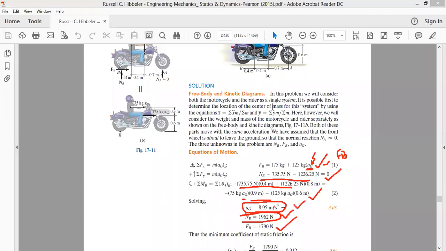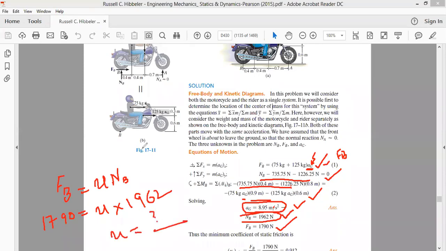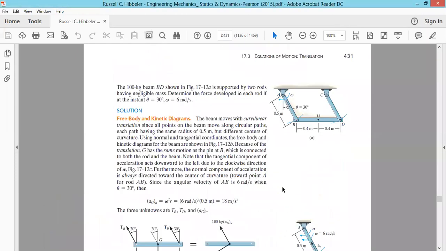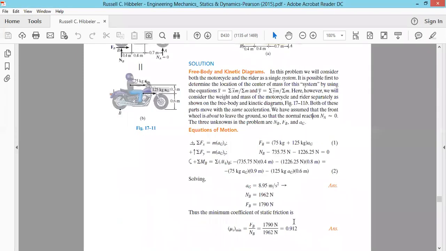Now, as far as the force of friction is concerned, FB is given as FB equal to coefficient of friction multiplied by the normal reaction at B. Force of friction at B is 1790. That becomes equal to coefficient of friction multiplied by the normal reaction, that is 1962. Therefore, from this we can also calculate the coefficient of friction at point B, and that comes out equal to 0.912.